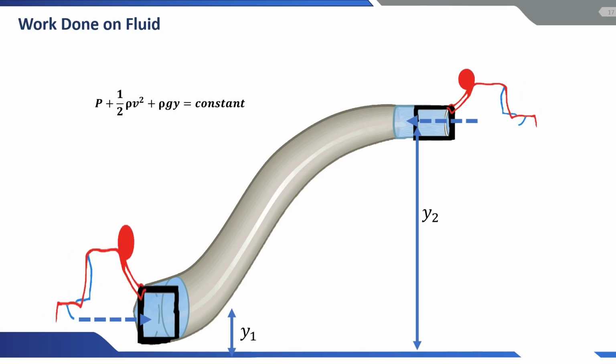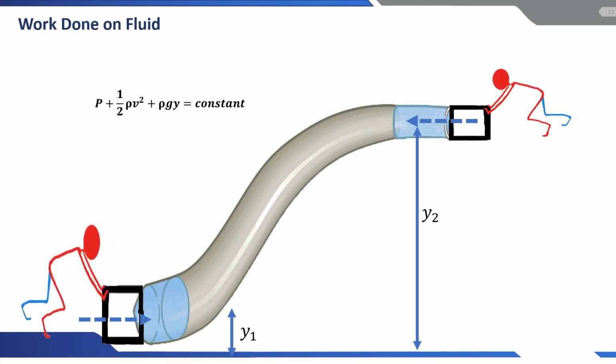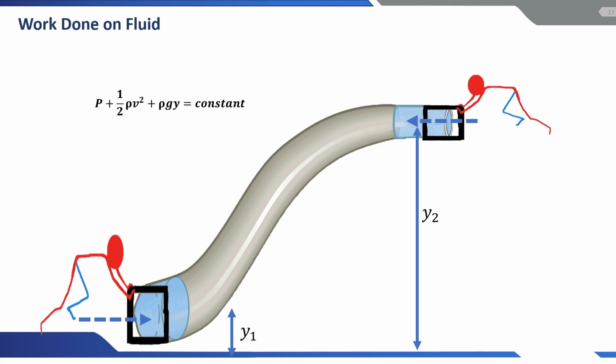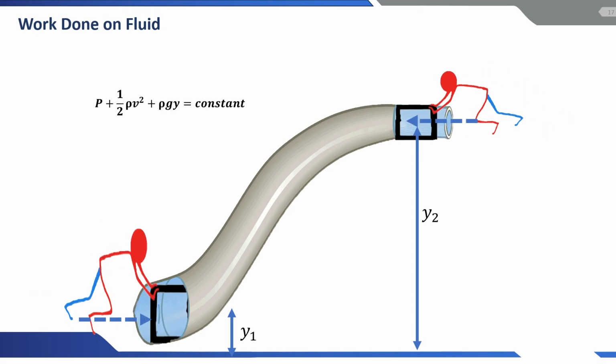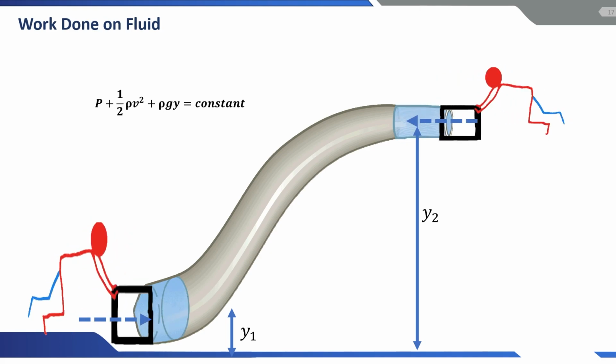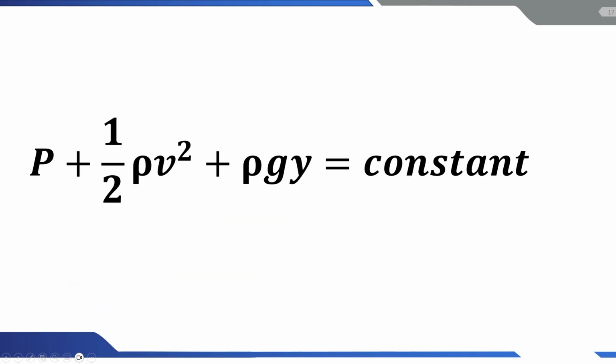Before we delve deeper into the Bernoulli equation, let's understand this animation. By understanding the animation, we will be better equipped to derive the Bernoulli equation, which is represented by the following formula here, where P plus half rho V squared plus rho g y equals a constant.